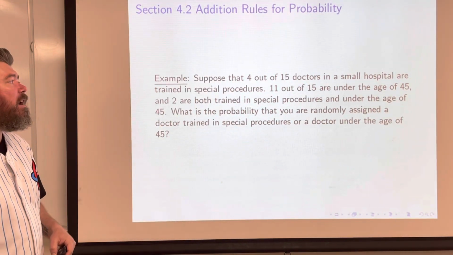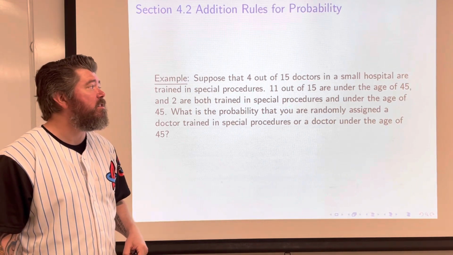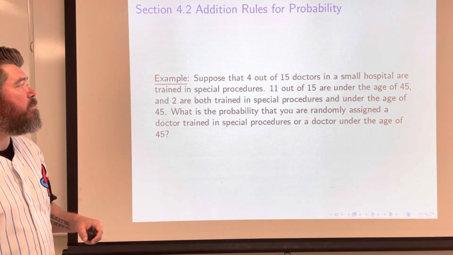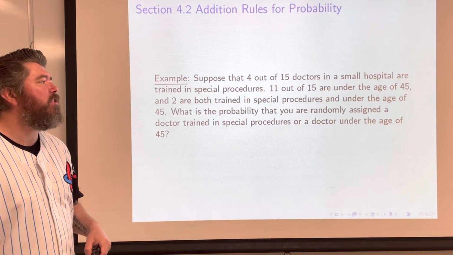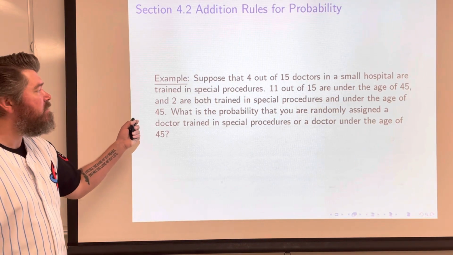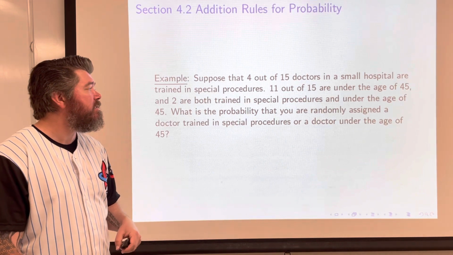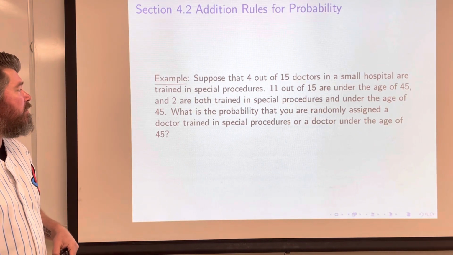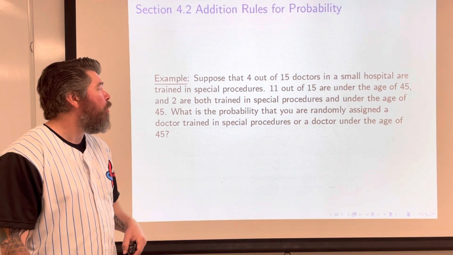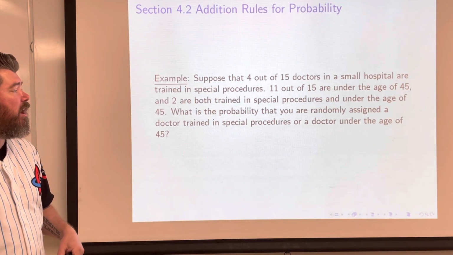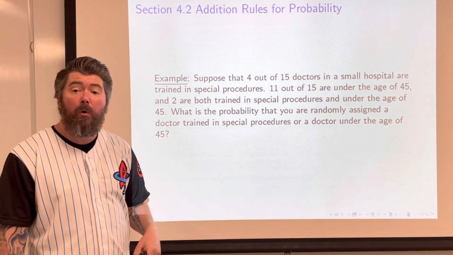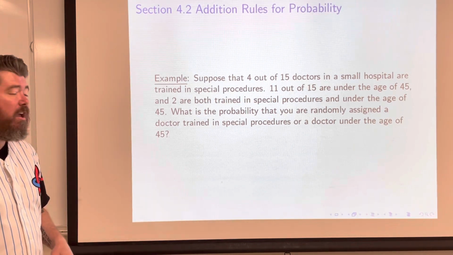So suppose that 4 out of 15 doctors in a small hospital are trained in special procedures. 11 out of 15 are under the age of 45, and 2 are both trained in special procedures and under the age of 45. What is the probability that you are randomly assigned a doctor trained in special procedures or a doctor under the age of 45?